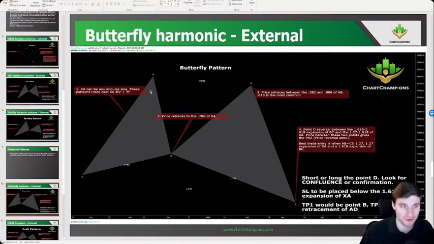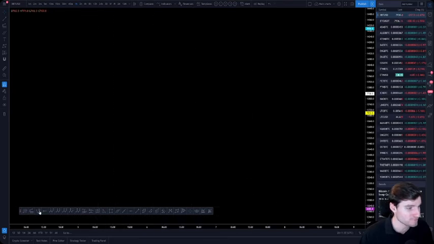They're all starting off very similar here, but the butterfly is obviously different than the bat and the Gartley, because you're coming to a heavier retracement, and it has to be the 786 of X to A. Okay, so if we draw this out here.